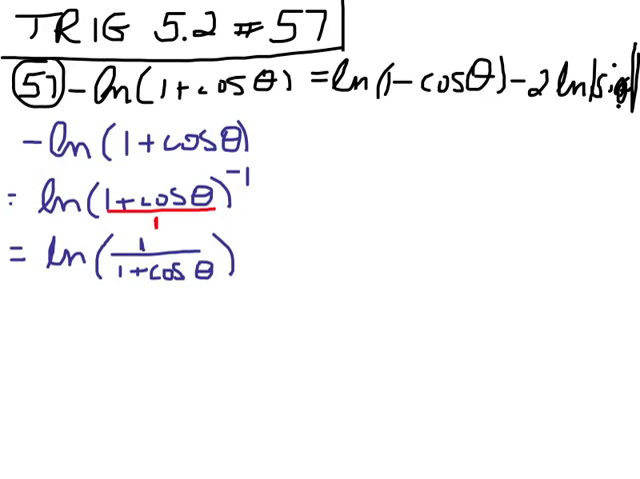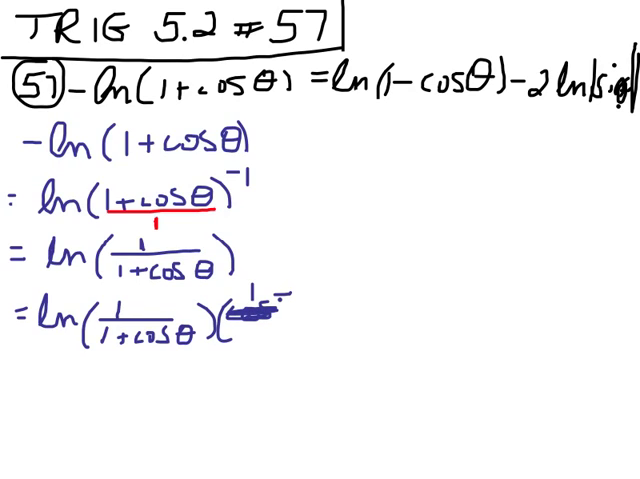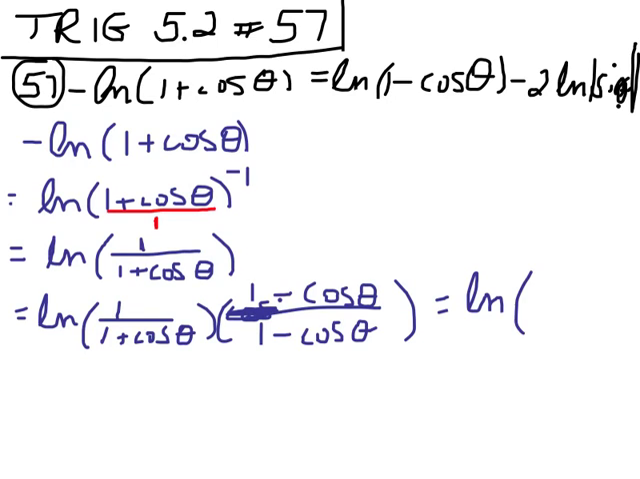Now, here was something the book pointed out in some examples, and it never occurred to me to do this. What they do here is they rationalize that denominator. If you notice, I have 1 over 1 plus cosine theta, so they are going to multiply by 1 minus cosine theta over 1 minus cosine theta. So they're rationalizing that. And then what you get is the natural log of 1 minus cosine theta over 1 minus cosine squared theta.